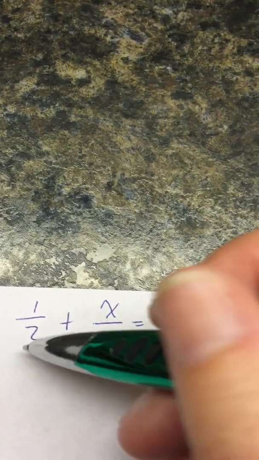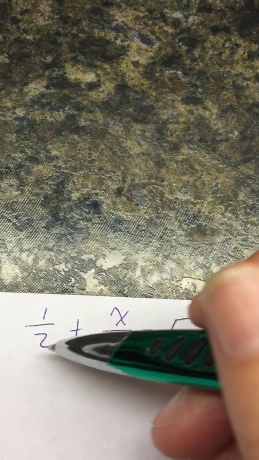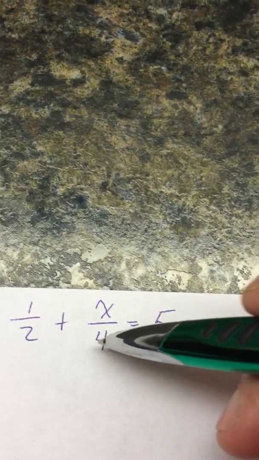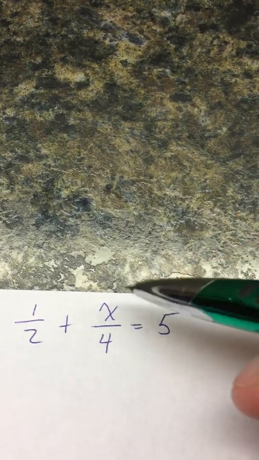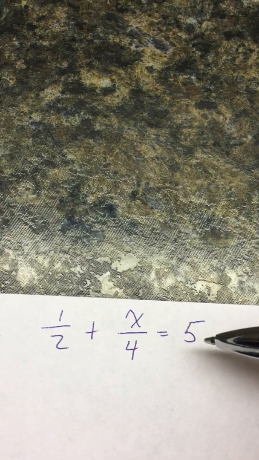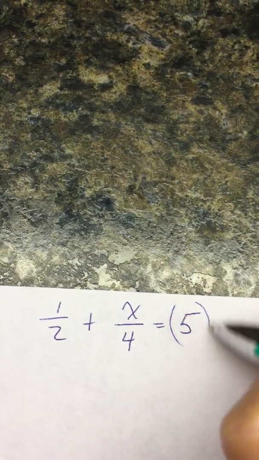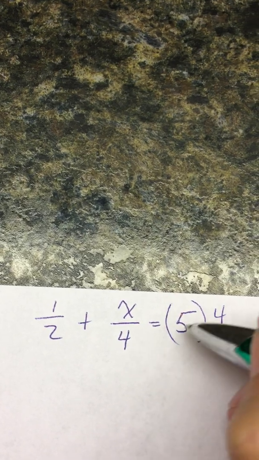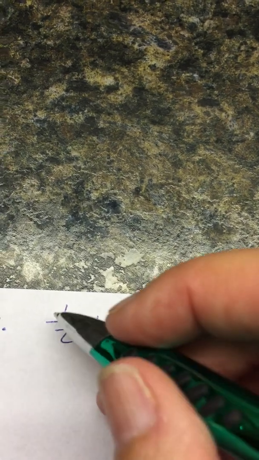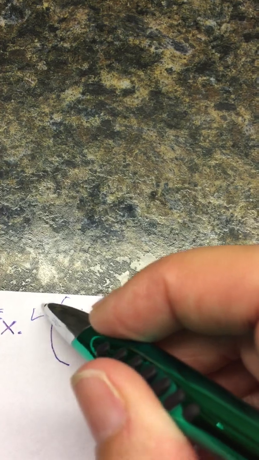So you need to think about what is the common denominator that you would use. And of course, 2 and 4 both go into 4. So 4 would be your common denominator if you wanted to change them all into fractions with 4s on the bottom. However, an easier way to do it is to multiply both sides by that common denominator. So if I multiply the right side of the equation by 4, I have to multiply the whole left-hand side of the equation by 4.